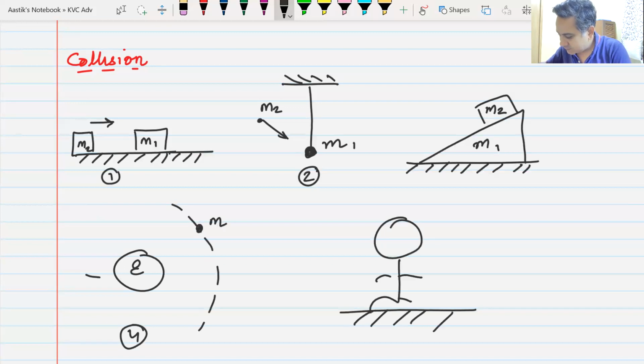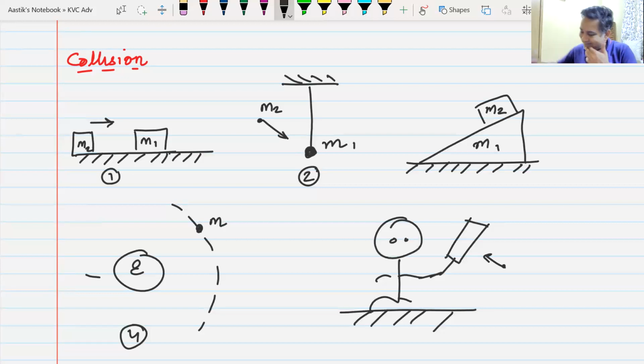Case number 5. This is a man. He looks like an alien. Anyways, he has a bat in his hand. The bat looks awkward, and he is hitting a ball coming from here. My diagram may not be promising, but they serve the purpose. This may be a racket, may not be a bat, and this may be shuttlecock. Doesn't matter.